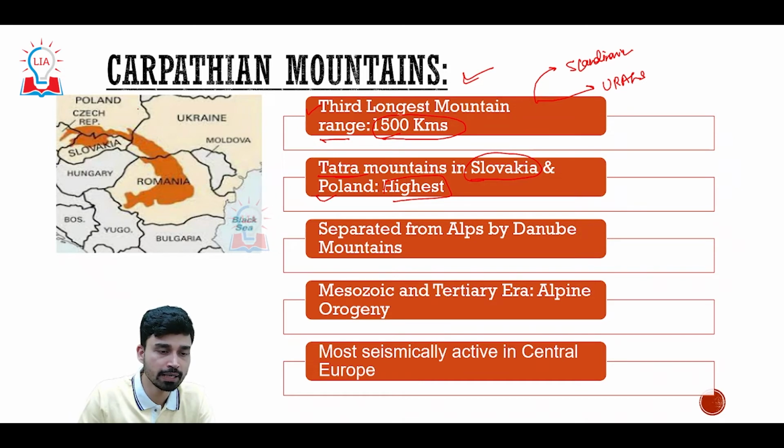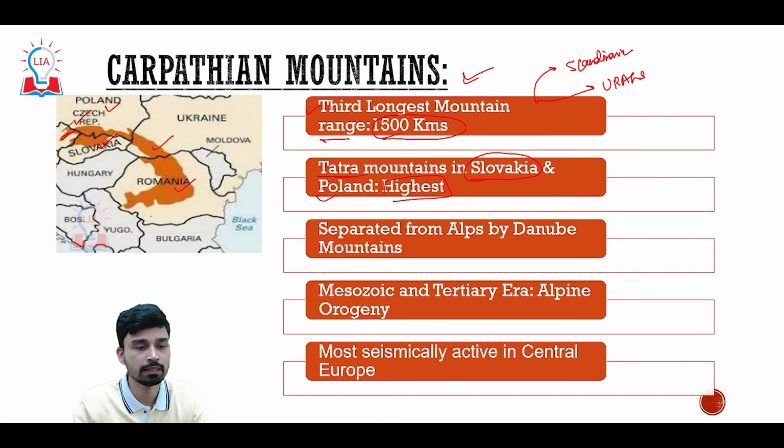If you look at this map here, we can clearly see that the Carpathian range is distributed over countries like the Czech Republic, then we have Poland, Slovakia, Ukraine, and Romania. These are the major countries through which the Carpathian range passes. Geologically, it is separated from the Alps mountains of Europe by the Danube river. This is not a mountain, this is the Danube river.